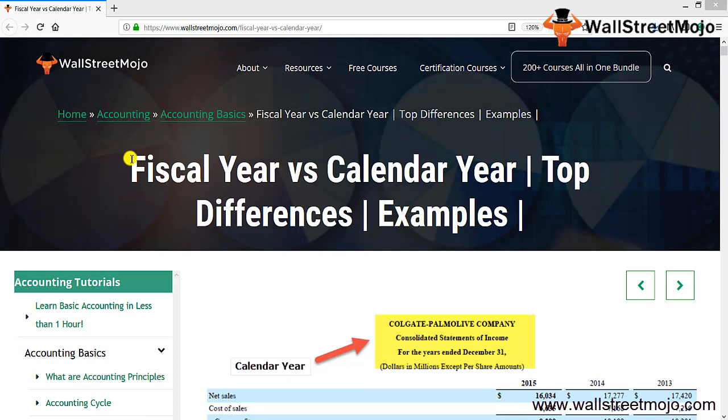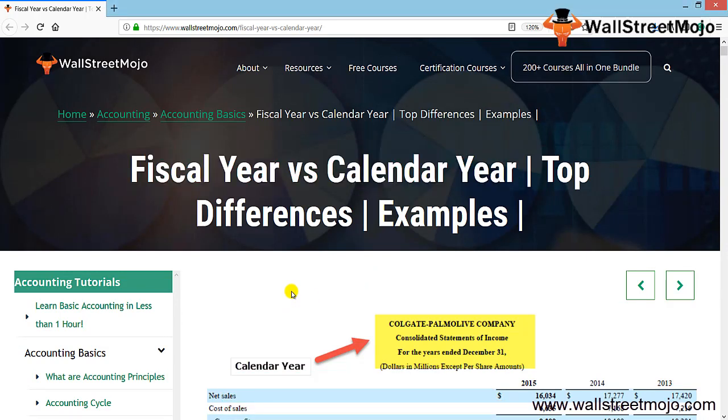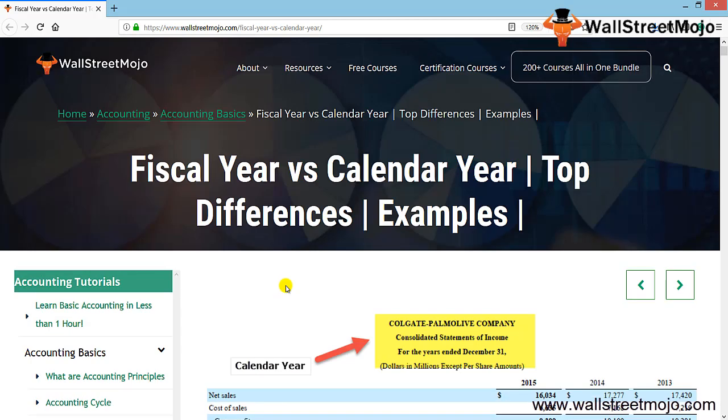Friends, today we're going to learn a concept which is known as fiscal year versus calendar year. Many of the students really face a problem in differentiating between these two concepts. It's fine. After this explanation, you will have a really clear idea regarding what exactly the fiscal year is and what the calendar year is.